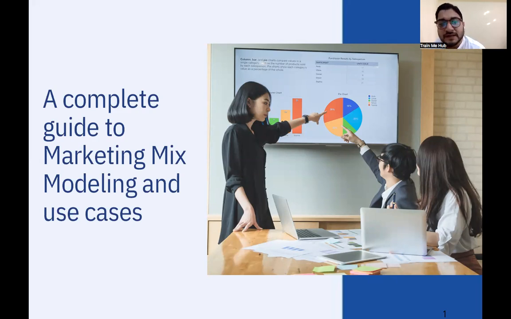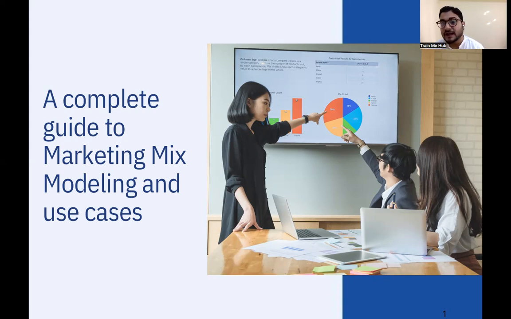This session we are dedicating to marketing mix modeling. There's a lot of noise and buzz going around marketing mix modeling, MMM. All of a sudden, it's surfacing on the internet, on YouTube. People are searching, especially the digital marketers. They are searching for what's going to happen next when Google goes cookieless.